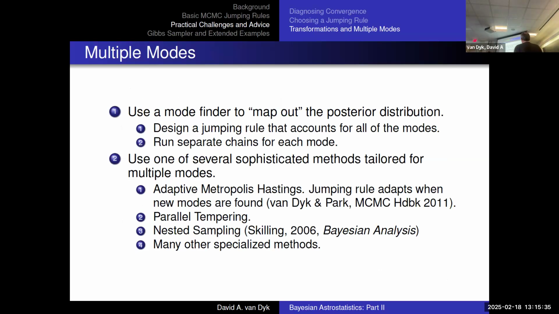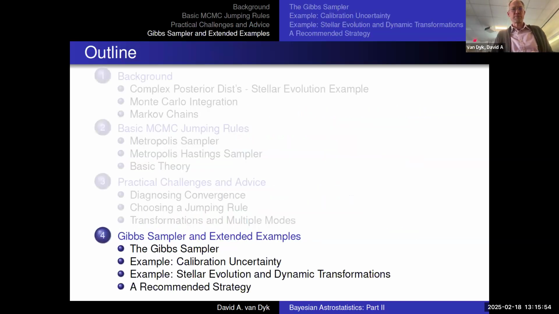There are methods. I don't want to go into it in any detail, but I do list some different methods that people use that are specifically designed for multiple modes. Probably the best one and best known in astronomy, especially among cosmologists, is called nested sampling. It's really designed to find those multiple modes. So it's something to keep in mind.